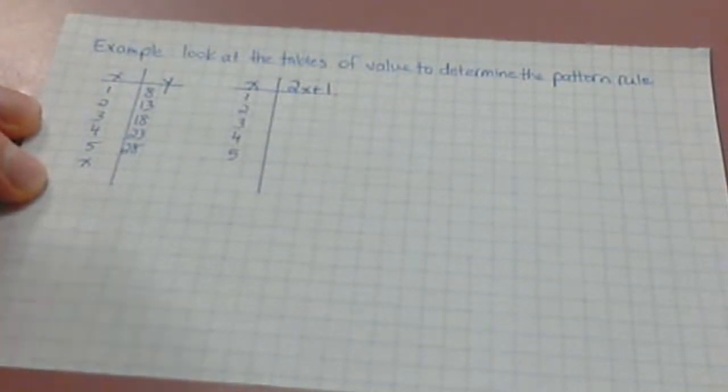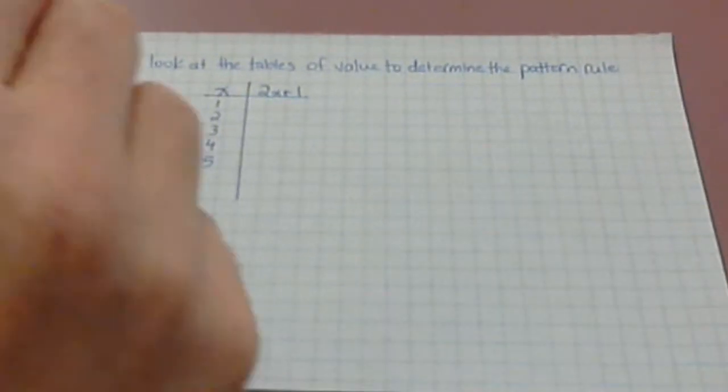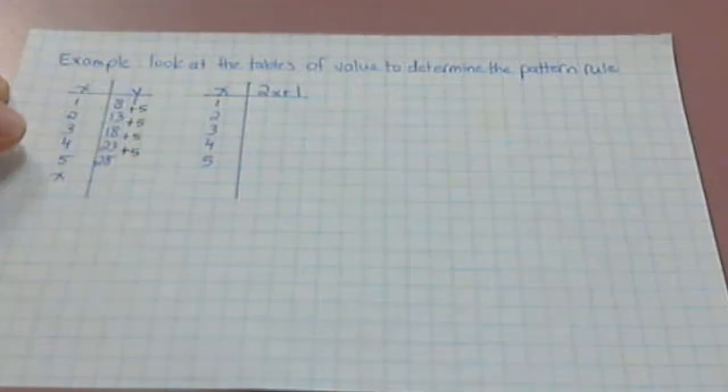One of the things I'm going to do is look down the y column. And I'm going to say, to get from 8 to 13, I have to add 5. To get from 13 to 18, add 5. And every time I'm going to be adding 5 to the number.